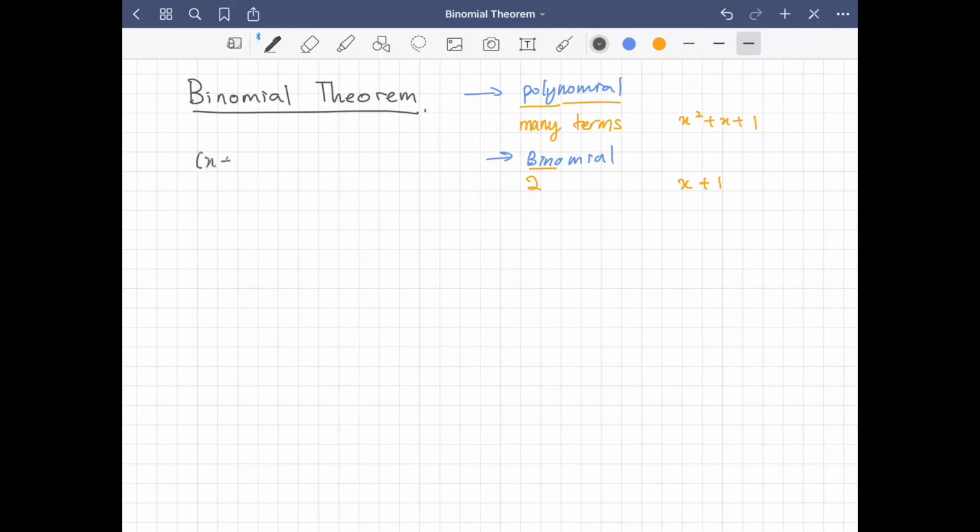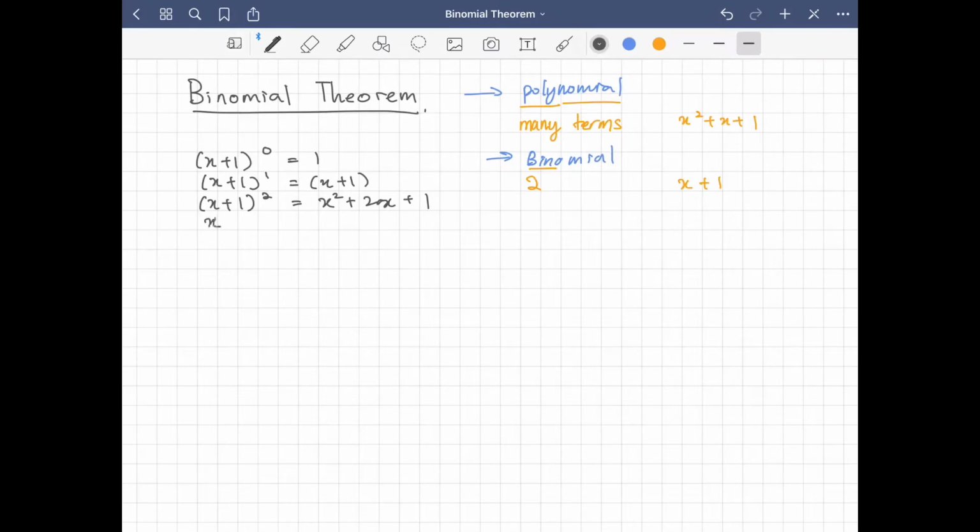Here, I try to raise the x plus 1 term to the power of 0. And we know that everything to the power of 0 is 1. So x plus 1 to the power of 0 is equal to 1. And x plus 1 to the power of 1 is equal to x plus 1 itself, since the power of 1 changes nothing. How about x plus 1 to the power of 2? If we learned some algebra before, we know that it's x squared plus 2x plus 1.